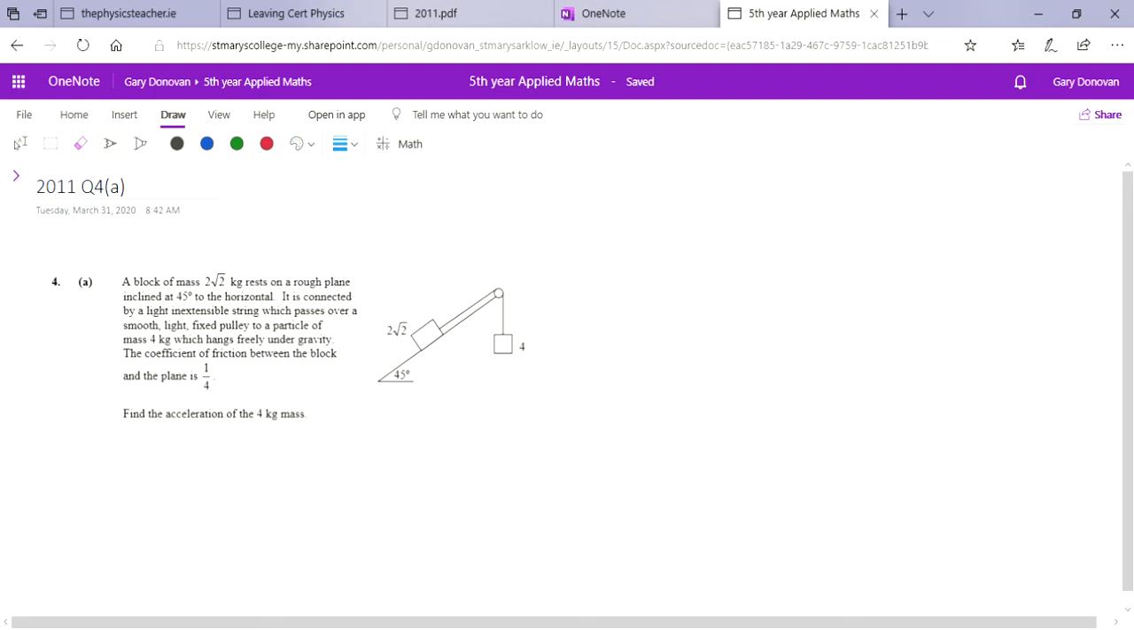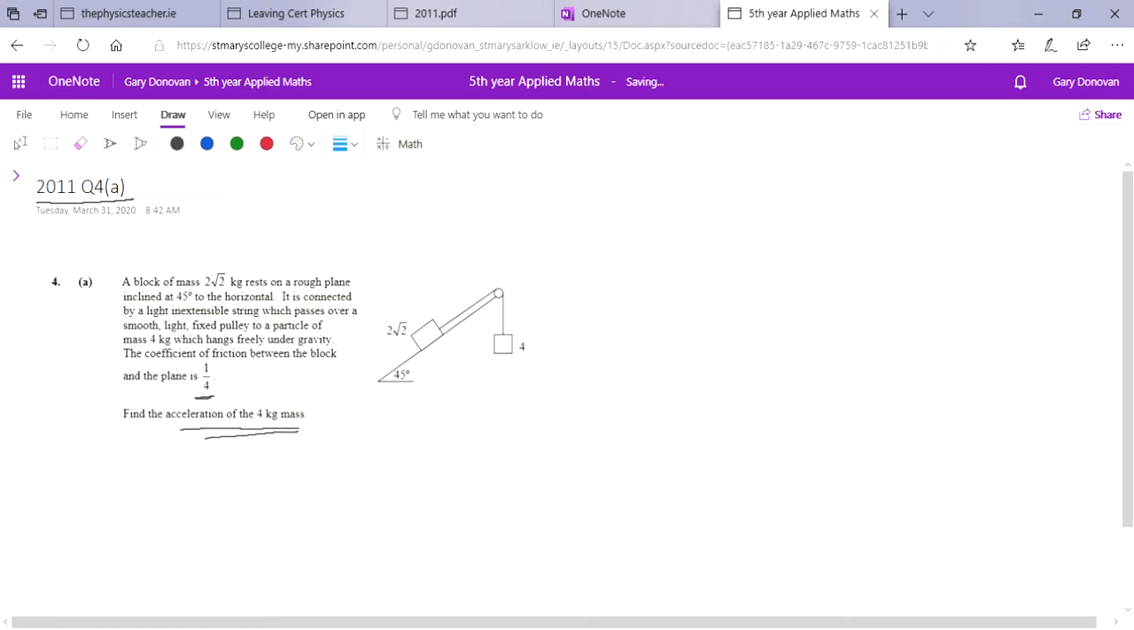In this video we're going to go through a past exam question, the 2011 question 4a Leaving Cert Applied Maths. In the question we have a block of mass 2√2 kg resting on a rough plane inclined at 45 degrees to the horizontal. It is connected by a light inextensible string which passes over a smooth light fixed pulley to a particle of mass 4 kg which hangs freely under gravity. The coefficient of friction between the block and the plane is 1/4, and we want to find the acceleration of the 4 kg mass.